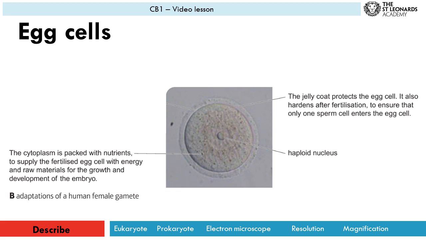As with the sperm cell, an egg cell is a gamete, a human sex cell, and it has a haploid nucleus. The haploid nucleus contains half the genetic material, so it contains 23 chromosomes rather than the 23 pairs or 46 chromosomes of most other cells in the body. Both egg and sperm are haploid cells.